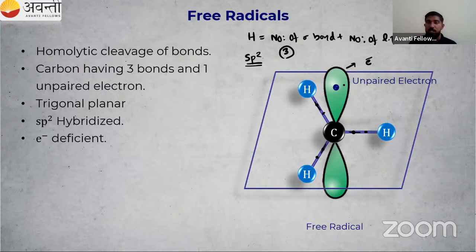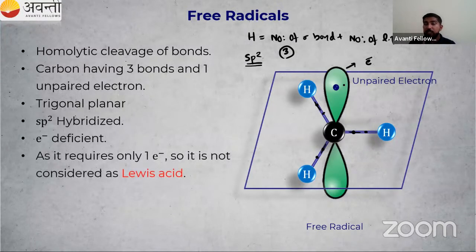This is electron deficient, right? There is no octet of electrons, so I can call it electron deficient. Then this point: it requires only one electron. So what is a Lewis acid? Can anyone tell me? In the chemical and ionic equilibrium chapter, we have studied this. Anyone in the chat box, if you have studied, you can tell me what a Lewis acid is.